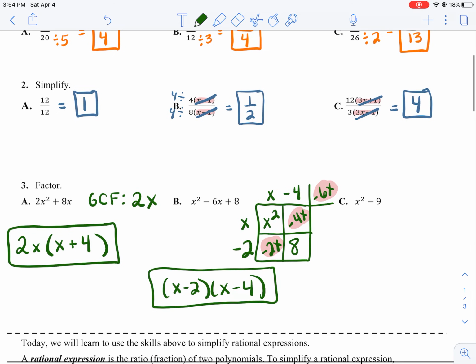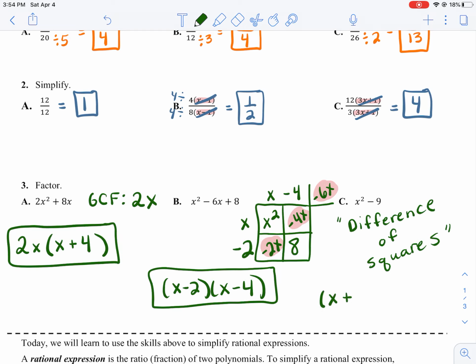Okay, and then the last problem here, this is the other type of factoring problem that we focused on. I need you to recognize this as a difference of squares. Okay, you can also, if you wanted to think of the area model, two numbers that multiply to negative 9 and add to 0 are negative 3 and positive 3. Difference of squares, the square root of x squared is x, the square root of 9 is 3, so these are the ones where we do x plus 3 and x minus 3.